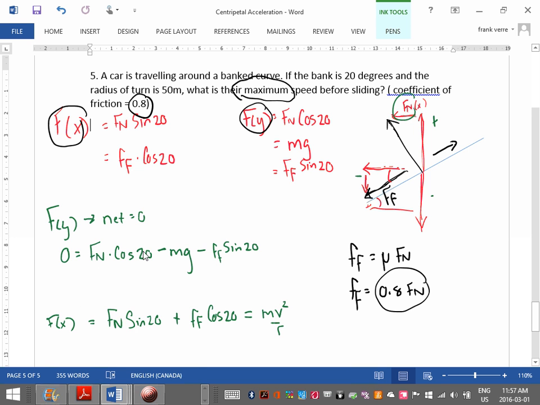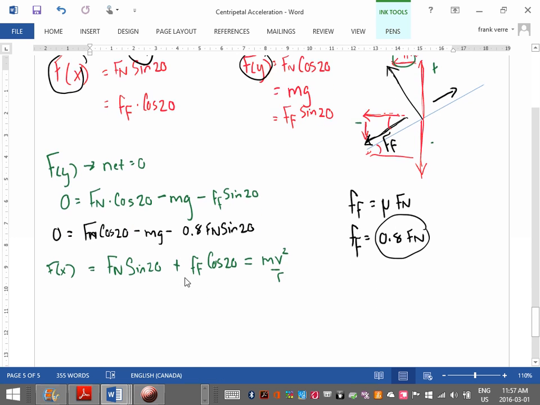So I'm going to rewrite this. So here's my Fn cosine 20 minus my weight minus, now instead of saying Ff, I'm going to say 0.8 Fn sine 20. Okay? And again, this has to add up to what? 0. I don't know why I always put the 0 on the left side. It's just a bad habit. Anyway, so now that one's fine. So this one's okay, ready to roll.